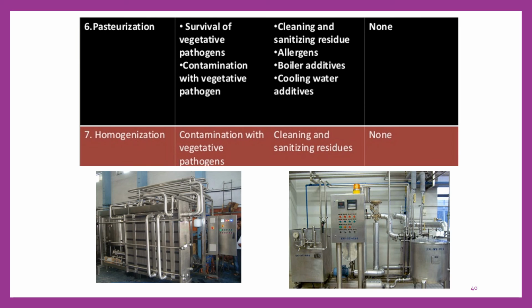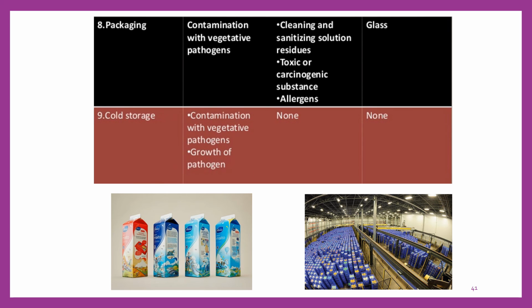In case of homogenization, contamination with vegetative pathogens is the biological hazard. Cleaning and sanitizing residues are the chemical hazards and the physical hazards are none. In case of packaging, the biological hazards are contamination with vegetative pathogens. The chemical hazards are cleaning and sanitizing solution residues, toxic or carcinogenic substances, and allergens. Glass is the physical hazard.